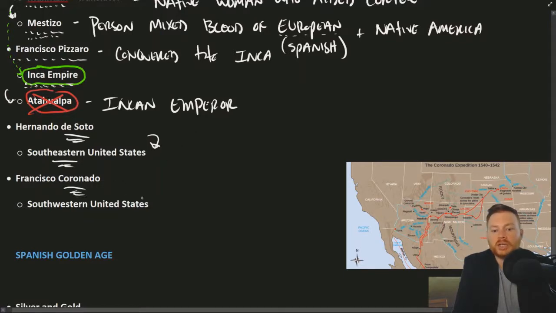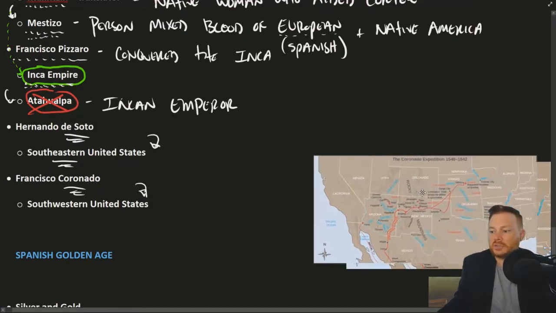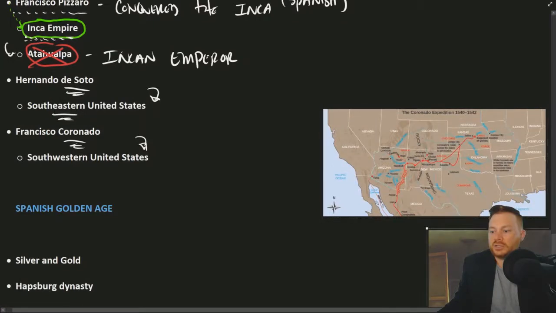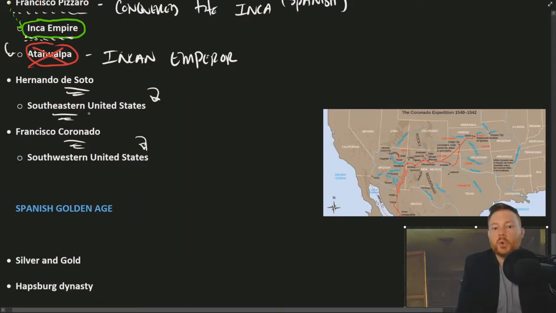Francisco Coronado explored the southwestern part of the United States. You can actually see an image here of some of his explorations. He was one of the first Europeans to lay eyes on the Grand Canyon. Both of these explorers, Coronado and de Soto, did not come across any empires quite on the scale of what the Aztecs and Incas had to offer.